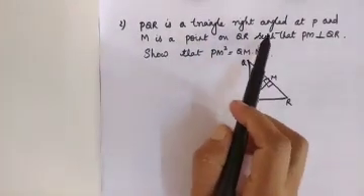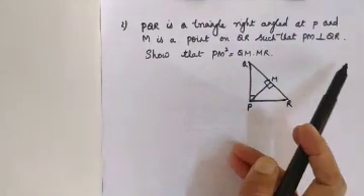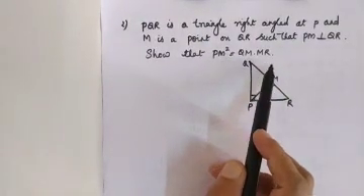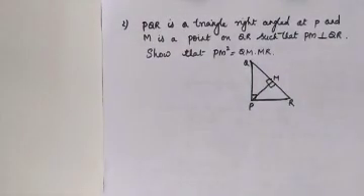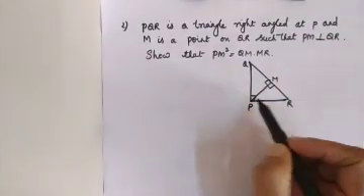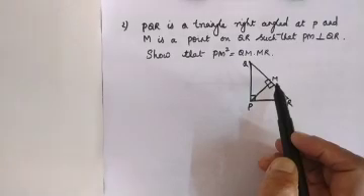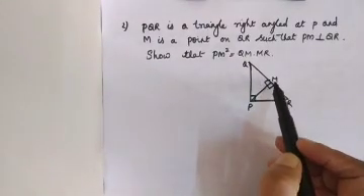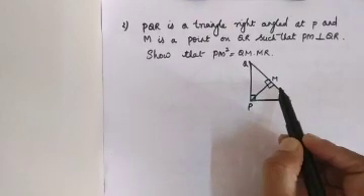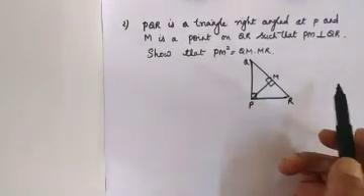PQR is a triangle right angled at P and M is a point on QR such that PM is perpendicular to QR. Show that PM squared is equal to QM into MR. So here triangle PQR is right angled at P, this angle is 90 degrees, and M is a point on QR, M is here, such that PM is perpendicular, this is also 90 degrees. Show that PM squared equals QM into MR.